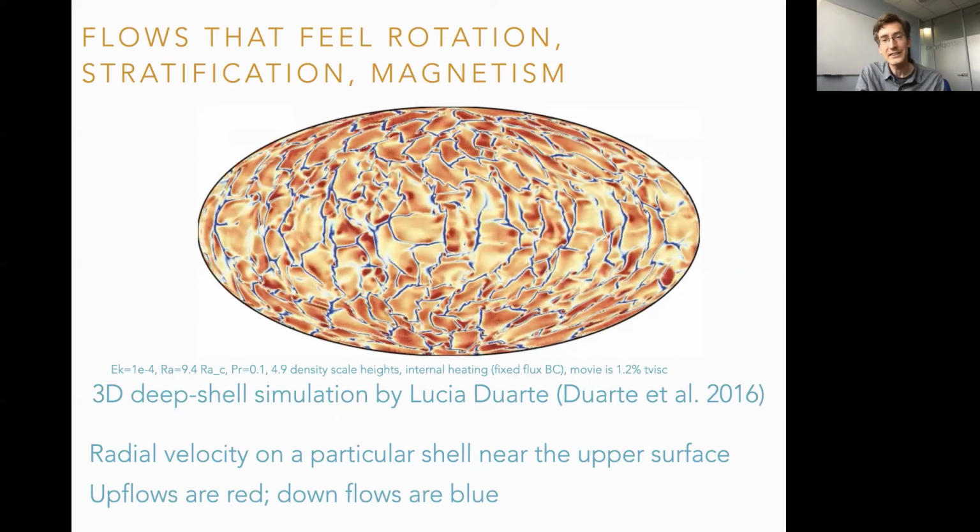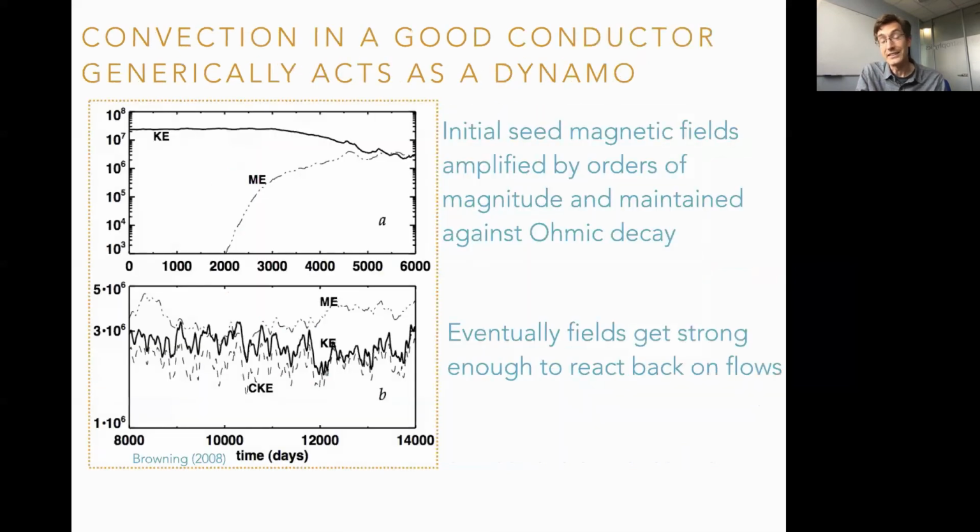The number of questions you could ask is kind of limitless. I will say one thing that emerges very naturally from these kinds of calculations is just that they act very generically as a good dynamo. You put a seed magnetic field in, it'll grow and be maintained against ohmic decay. And eventually the fields get strong enough to react back on the flows to sustain them.